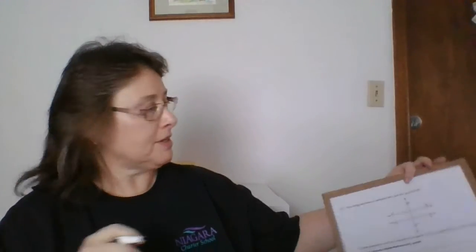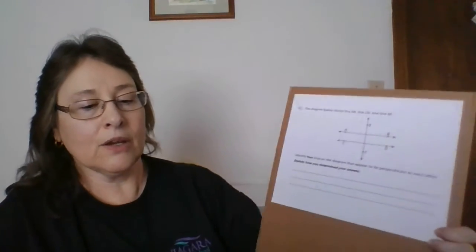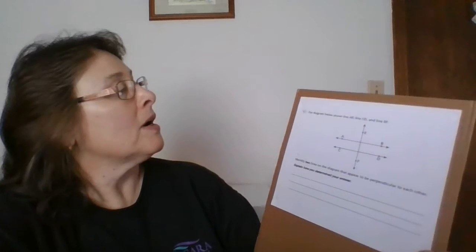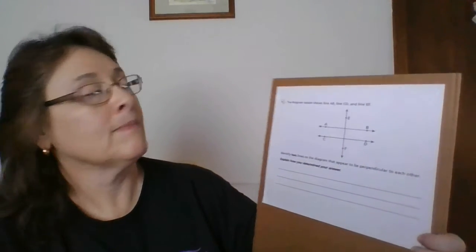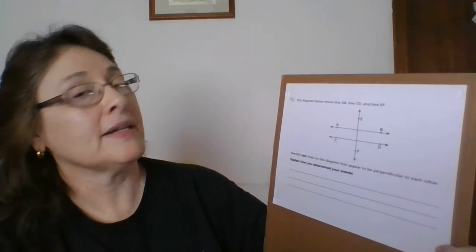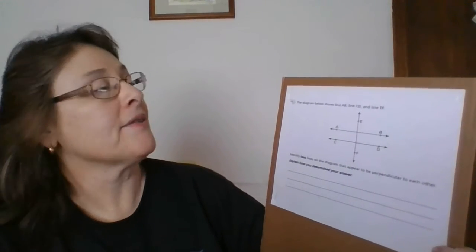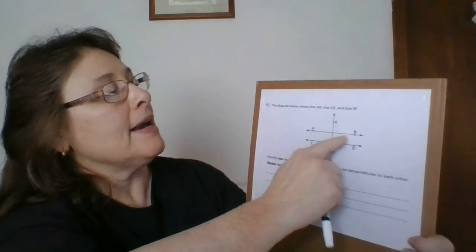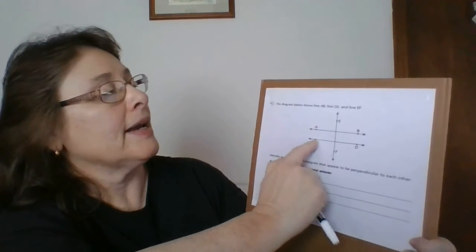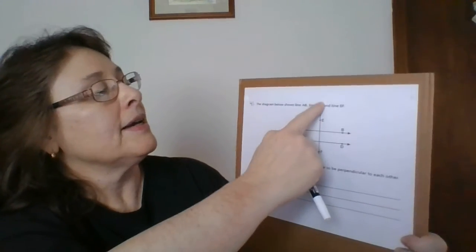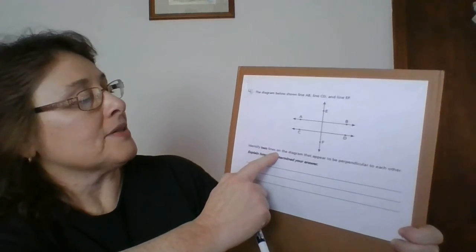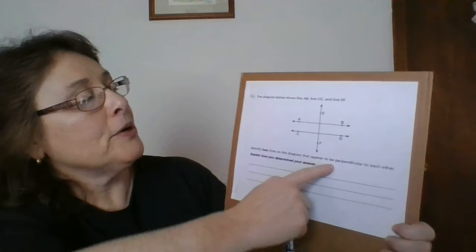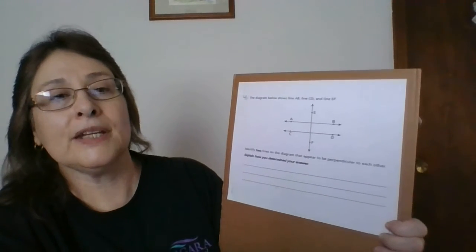Moving on to question number 41. The question reads, the diagram below shows line AB, line CD, and line EF. So here's line AB, here's line CD, and here's line EF. It says identify two lines on this diagram that appear to be perpendicular to each other.